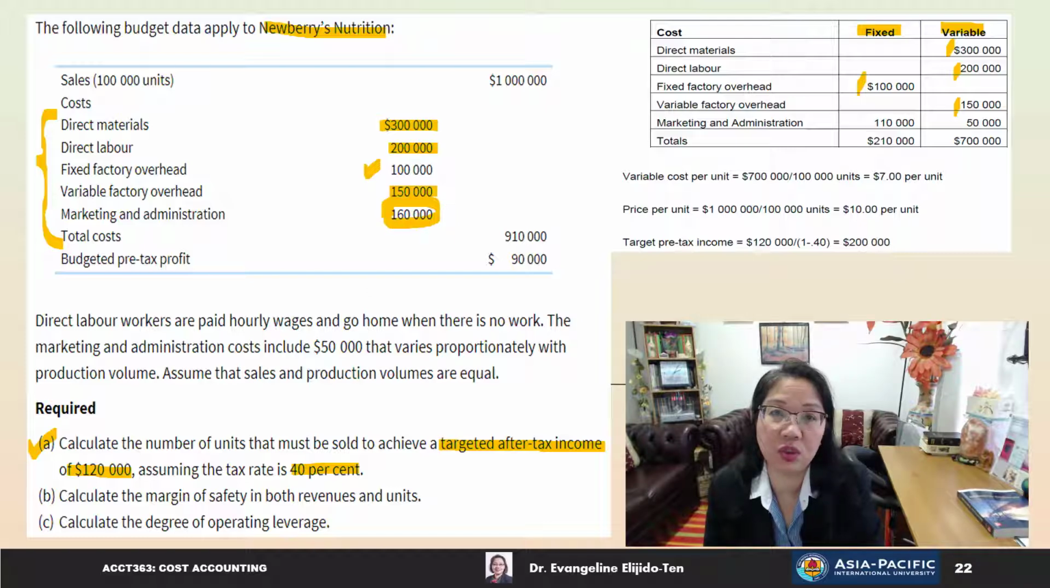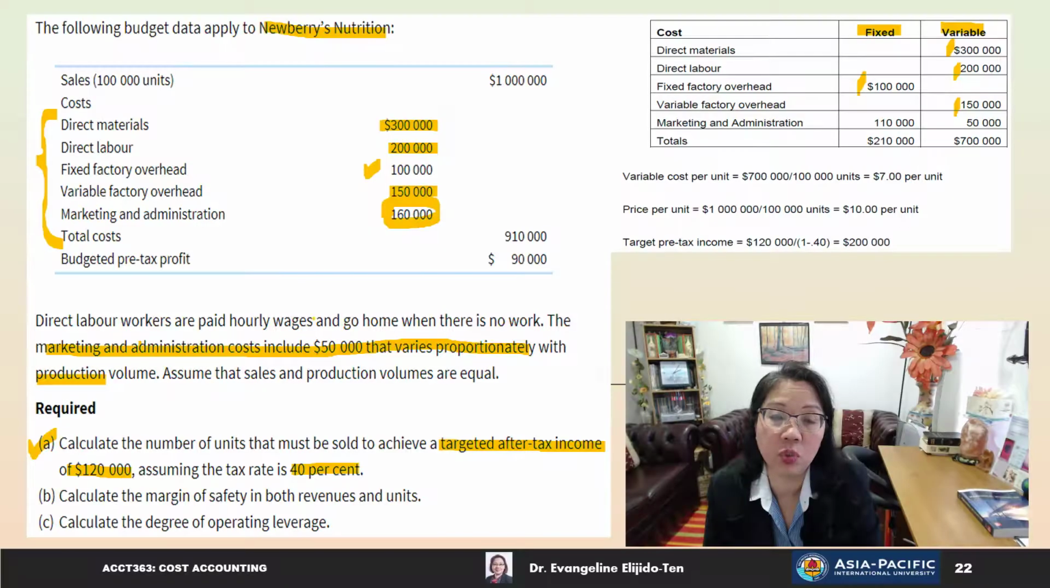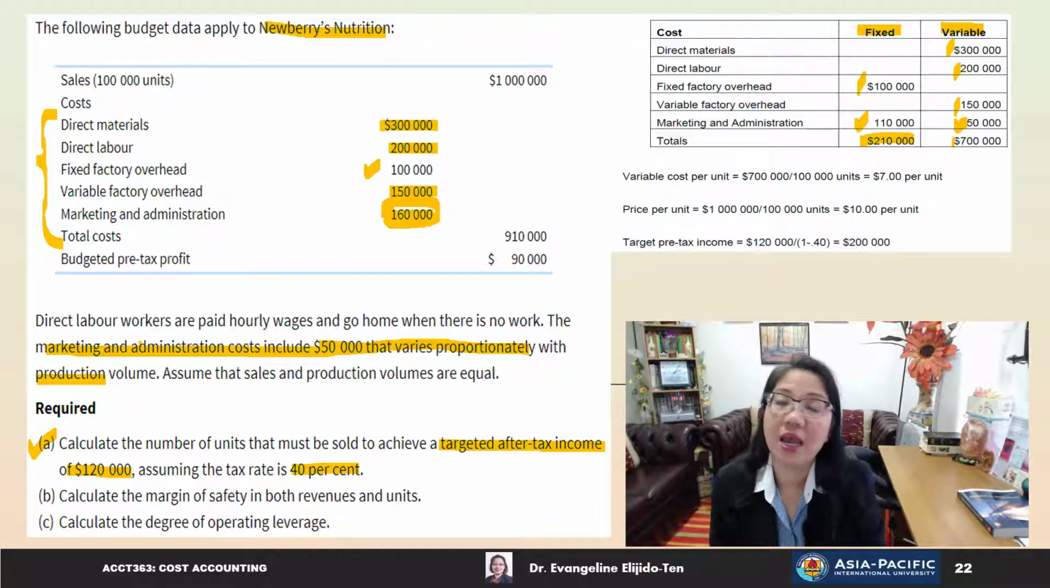So let's have a look at additional information. We are told here direct labor workers are paid hourly wages and go home when there is no work. So that confirms that direct labor is variable. The marketing and administration costs include 50,000 that varies proportionately with production volume. So that means out of that 160,000, 50,000 is variable. So we'll put the 50,000 component there, and 160 minus 50 is 110,000. That must be the fixed component. All right, so when we total up, our fixed cost is 210,000 and our variable cost is $700,000.